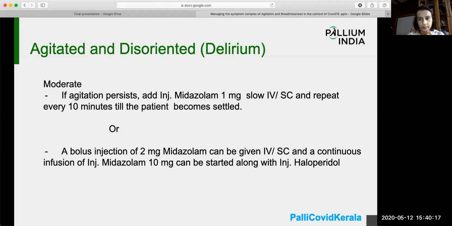So as I mentioned in the breathlessness slide, again, we can give two medications together. Midazolam and haloperidol can be given together. Even 3 medications can be given together in a single syringe driver. So the patient who has a symptom complex of breathlessness and agitation can have an infusion with morphine, midazolam, and haloperidol in the particular doses.